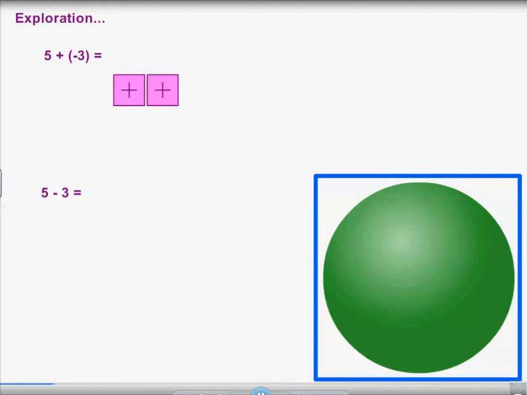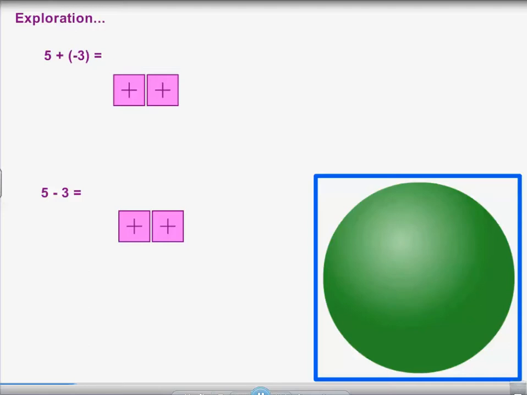Now let's look at the same situation but using 5 minus 3. If I want to model this situation using algebra tiles, I'm going to start out with 5 positive tiles. I want to take 3 of those tiles away to represent the subtraction. So 5 minus 3 is also equal to 2 positive tiles.